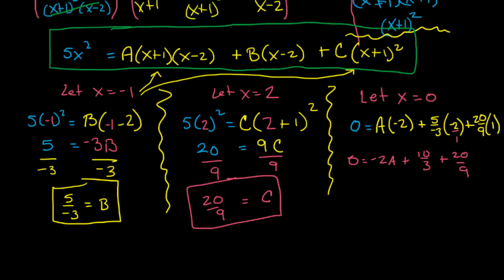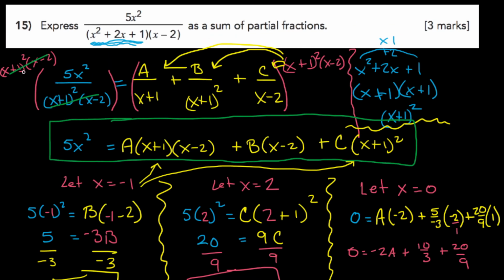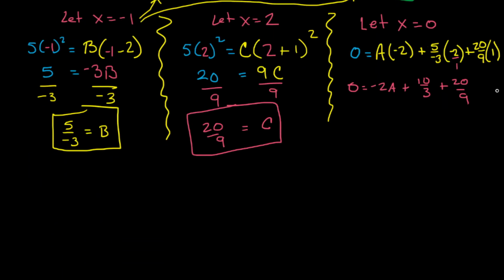What do we have to do with fractions all the time here? Remember what we did up here to get rid of these fractions? We multiplied by something that would cancel out all the fractions. Let's do that same thing right here. What can we multiply both sides by that will cancel out all these fractions? The answer is 9. So let's multiply both sides by 9. 0 times 9 is 0. 9 times negative 2a is negative 18a. 9 times 10 over 3 is 90 over 3, which is 30.